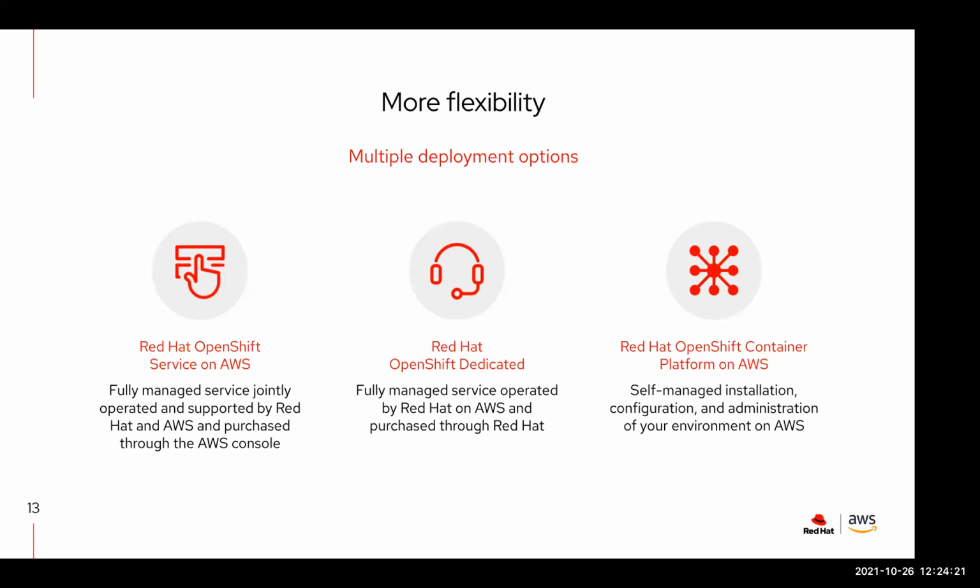So things like OpenShift API Management, which will come as part of your OpenShift subscription. OpenShift Streams, which is essentially a derivative of Apache Kafka. Red Hat OpenShift Data Science, if you're looking to get into AI or machine learning. So these are all available as part of a subscription service on top of what you would get with OpenShift Service on AWS.